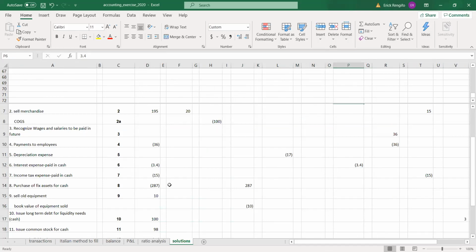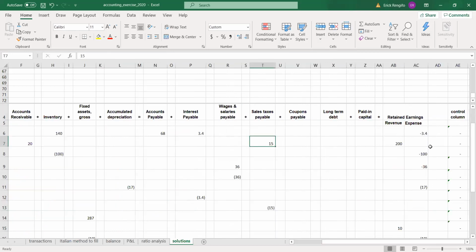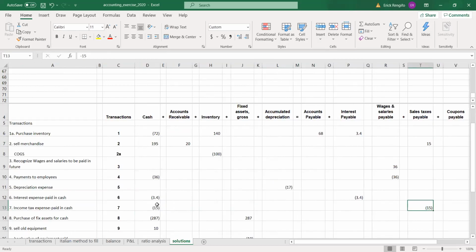Now the next one is I pay the sales tax payable. So remember, I collected 15. Now this is the end of the month. I need to pay this 15. So remember that these 15 are not ours. So that's why we don't have any revenue or expenses here. What I do is simply close this position, 15 here, and then I use cash to close this position. That's it.